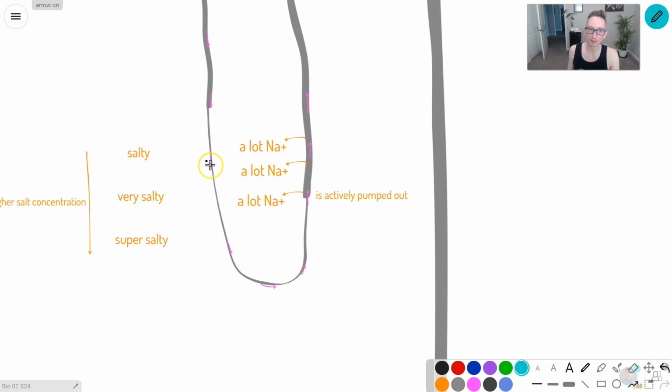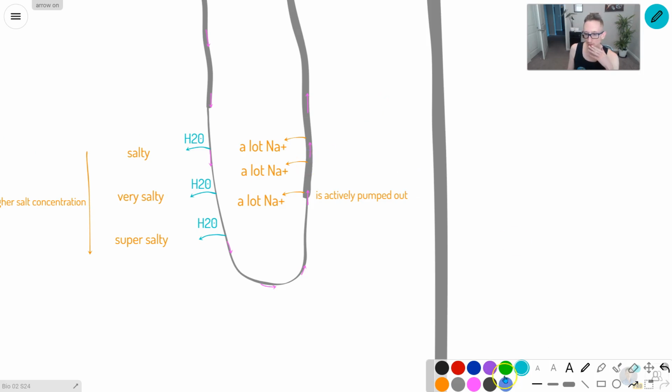Remember that water follows salt. So this part here is permeable to water. This part here is permeable to salt. And we would have chlorine coming out here too, because it's going to follow the sodium. So that means water is also going to be coming out here. Boom. So we'll have H2O leaving here. And this is concentrating the urine. H2O. H2O. Okay.